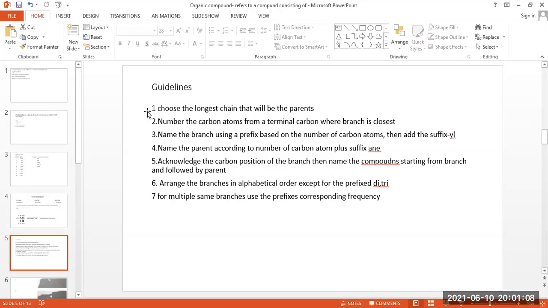Guidelines in naming alkanes. Choose the longest chain; that will be the parent. Number the carbon atoms from the terminal carbon where the branch is closest. Name the branch using a prefix based on the number of carbon atoms, then add the suffix "-yl". Name the parent according to the number of carbon atoms plus the suffix "-ane". Acknowledge the carbon position of the branch, then name the compound starting from the branch followed by the parent. Arrange the branches in alphabetical order except for the prefixes di, tri. For multiple identical branches, use the prefix corresponding to the frequency.